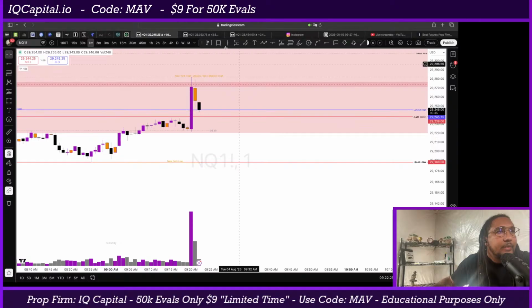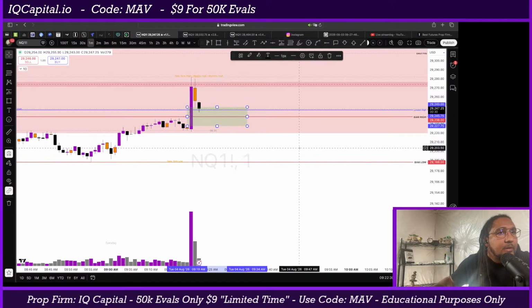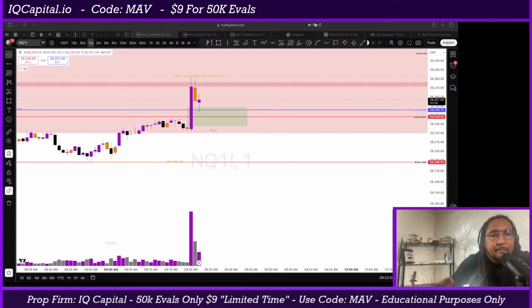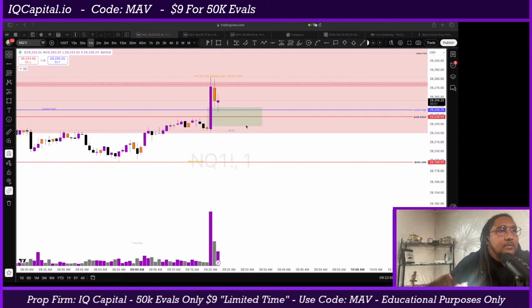So we did create our fair value gap there. If we get an inversion on this 1 minute, that would be a good indication for us to jump in on this here. Would I take it before the open? I'm not inclined to, but I'm not totally opposed to it. But that's why I set out this fair value gap.